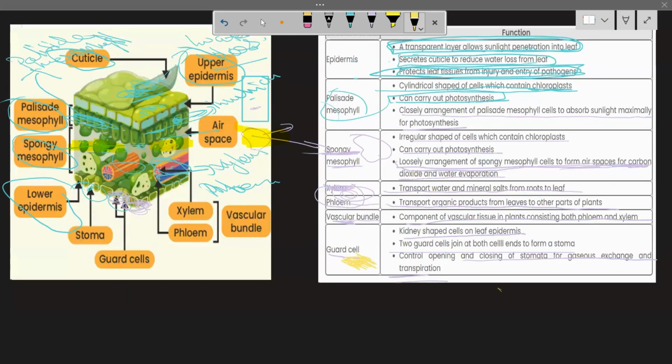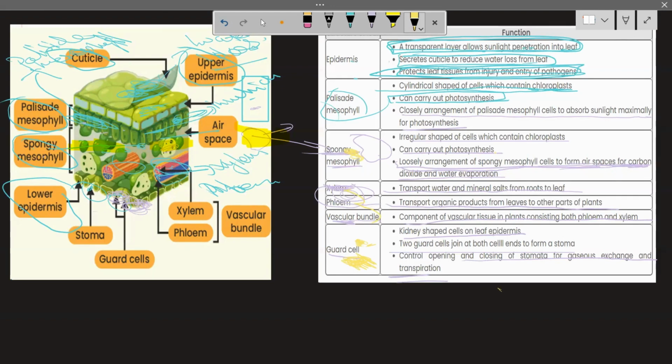Okay, now let's go to the third part. So when two guard cells join, they form a stomata. You got this? And what is a vascular bundle? A vascular bundle consists of phloem and xylem. And what is a spongy mesophyll cell? Spongy mesophyll cells are irregularly shaped cells which contain chloroplast, can carry out photosynthesis, and their loose arrangement makes air spaces between them.